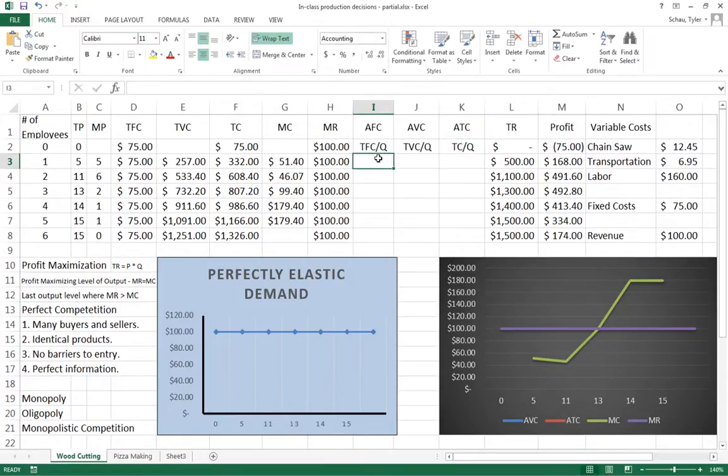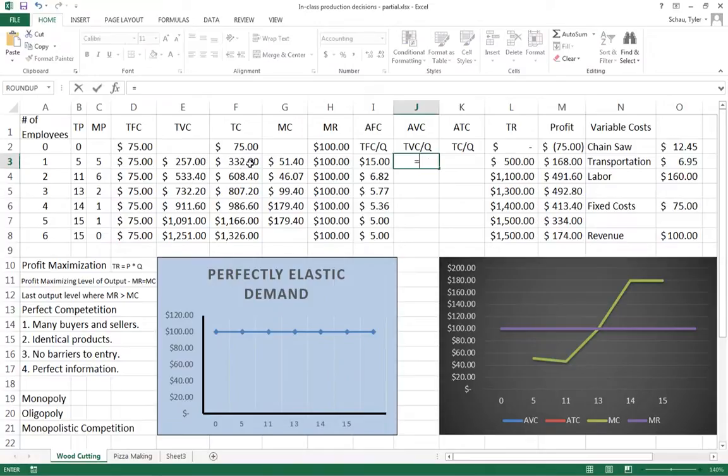So here, average fixed cost. So take total fixed cost and divide by total production, 5. And we get $15 in fixed costs, average fixed costs. I'm going to go ahead and autofill that all down, and you notice again we're constantly decreasing fixed costs. We're spreading that overhead out. We stop decreasing it here because we're not increasing production, and we max out production at that point.